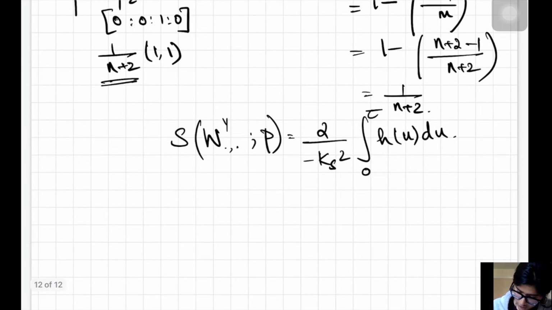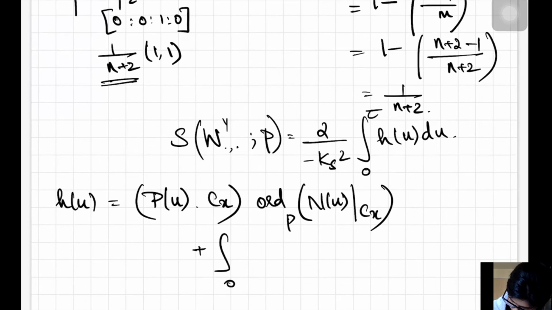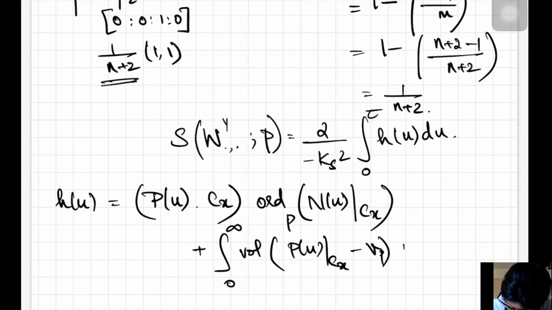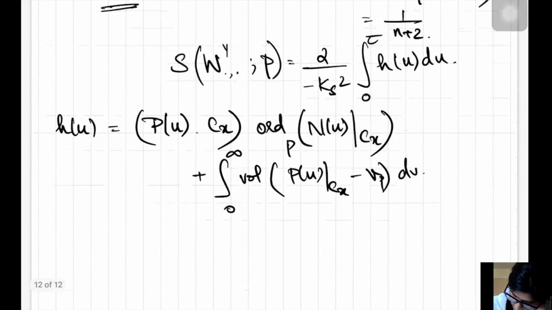If you remember what h of u was, which was a very, very long expression, you had some positive part intersected with the curve, the order of the negative part along your point, plus the volume of the positive part restricted to the curve minus v dv. So this is simple in our case because, what is p of u and n of u? That's exactly what we need.